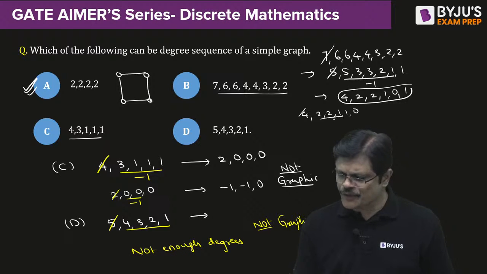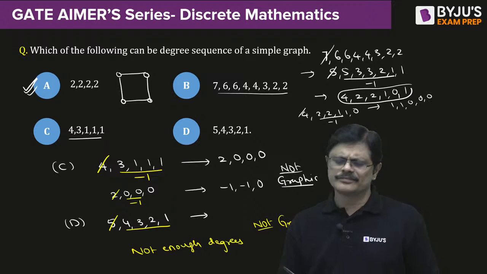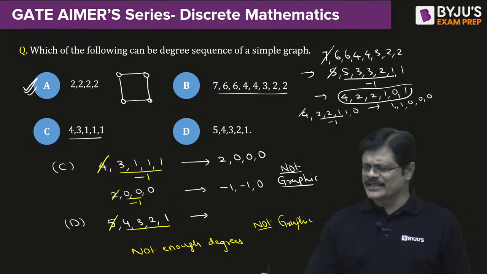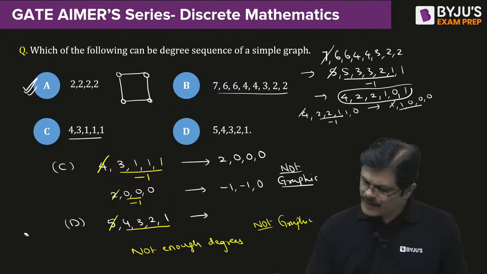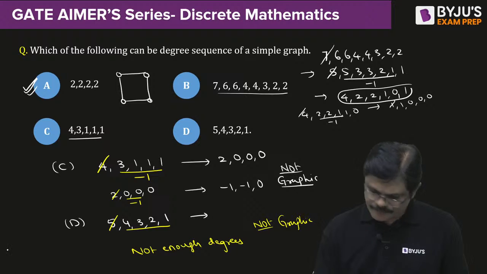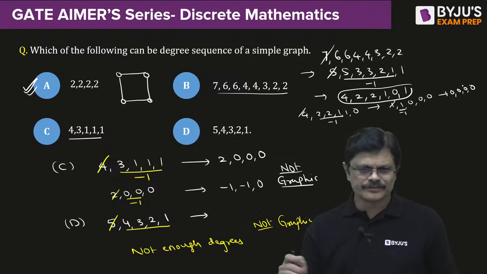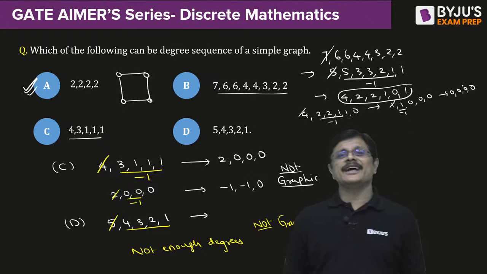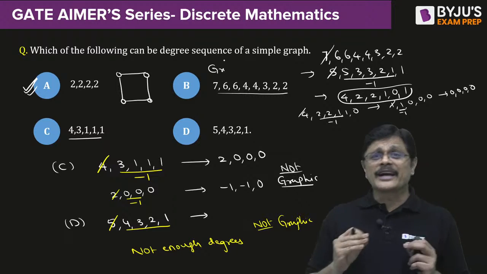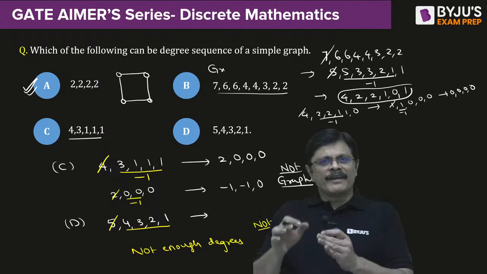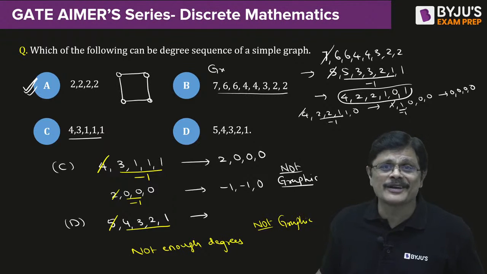Highest is 4. Next 4 you subtract 1. So what happens to this? 1, 1, 0, 0, 0. And once you got this, you can easily say that 1 you remove, next 1 you subtract 1. So it becomes 0, 0, 0, 0. So because of this, it becomes graphic. So this is also graphic. Graphic in the sense, you can construct a simple graph with that degree sequence, my dear friends.